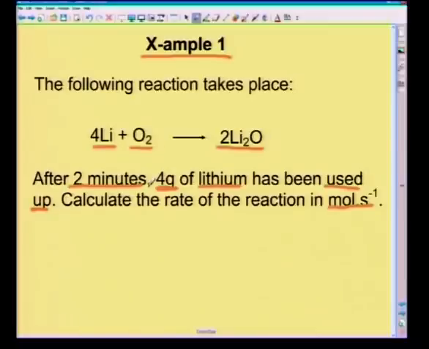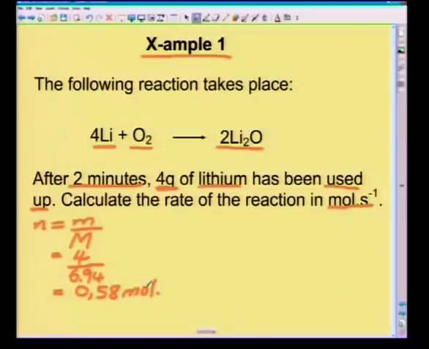Now, how do we do that? So we have 4 grams of lithium. Number of moles is given by mass divided by molar mass. What is the given mass? The given mass is 4 grams divided by the molar mass of lithium. You look up your periodic table and you will find that lithium has a molar mass of 6.94 grams per mole. So what are you going to have here? You'll find that the number of moles is 0.58 moles.